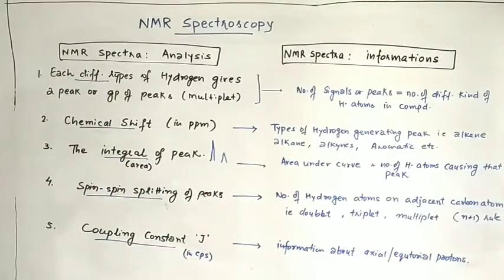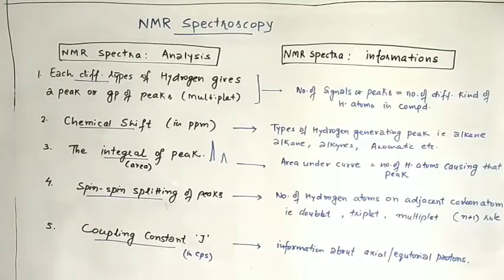The first information is only about the types, that there are 3 different types of protons. Now 3 types of protons means there may be a group like 5 protons of one type, 6 protons of one type, 2 protons of one type. The number of protons that are of the same type, or equivalent, is given by the integral of the peak. Next is spin-spin splitting.